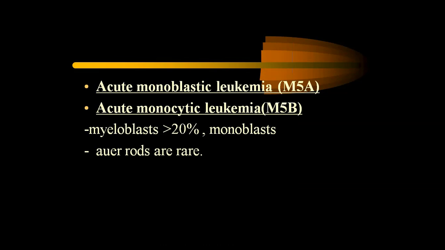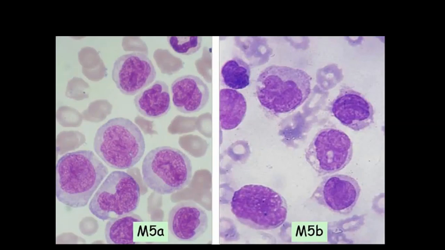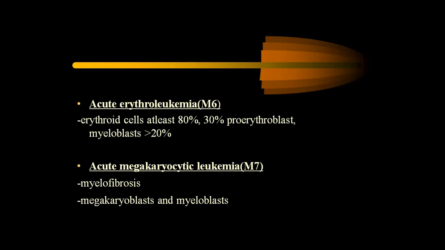The fifth one is acute monoblastic leukemia or acute monocytic leukemia. Here myeloblasts are more than 20% and you see monoblasts, and Auer rods are rare here. So here in M5, along with the myeloblast, you are seeing the monoblast with a lot of vacuolation and the nucleoli in the nucleus. M6 is acute erythroleukemia. Here you see erythroblasts, around 80%, and of the 80%, at least 30% should be proerythroblasts, and myeloblasts should be more than 20%, as I said, for any leukemia.